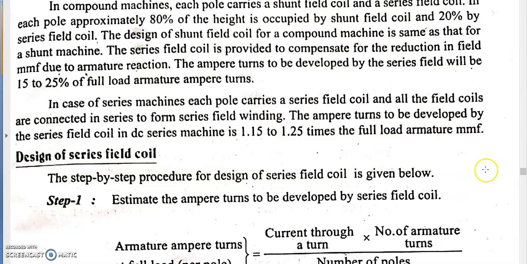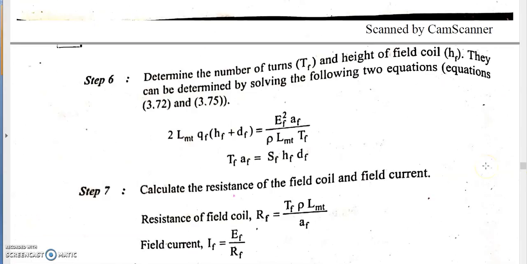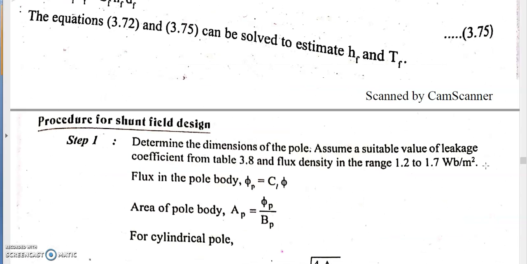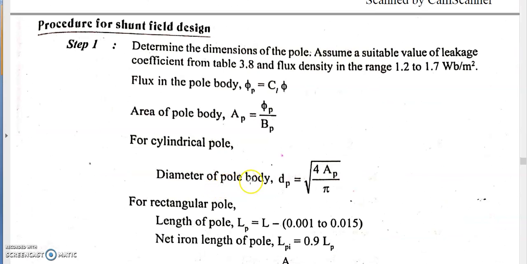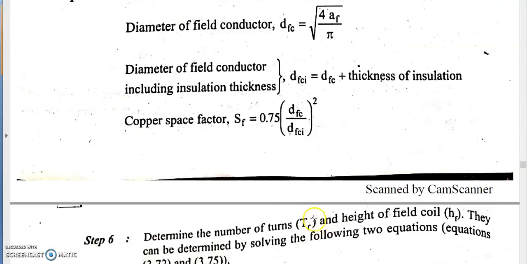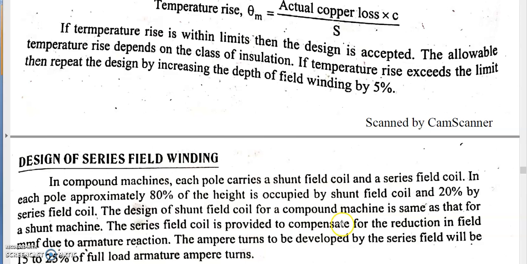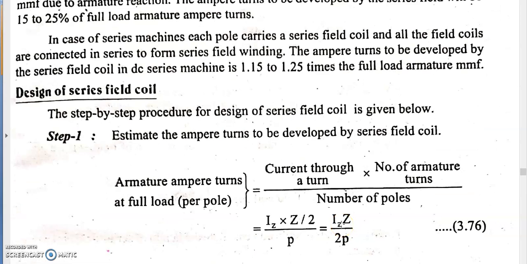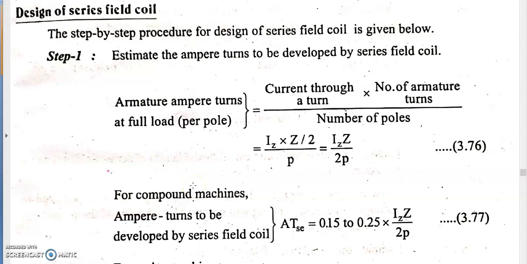In this video, we have discussed the design procedure of the shunt field system, including the field pole and field winding, and we have also designed the series field winding. The series field winding is suitable both for a series field machine as well as for a compound machine, which has both the series field winding and the shunt field winding. So this is about the design of the shunt field system and the series field system.